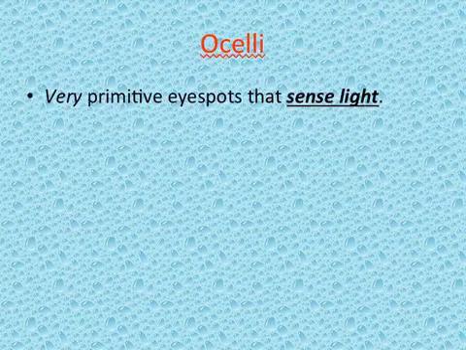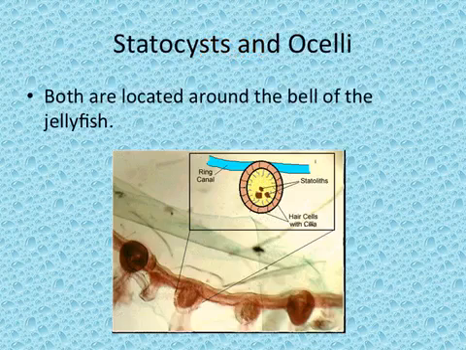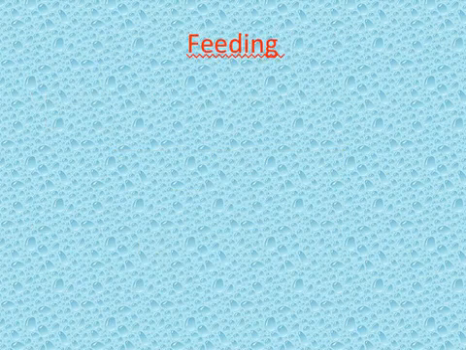Ocelli are very primitive eye spots, and they detect light. They're also used to help cnidarians navigate. And here's a picture of them. They reside along the bell of the jellyfish, along the outer rim of the jellyfish, and they help the jellyfish find the right way to swim in the water.